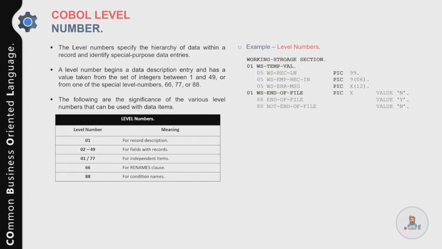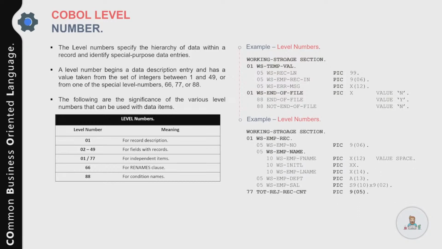So we have a working storage section, and there are two group variables which are defined at level 01, that is with level number 01. The first one is ws-temporary-variables, and within that particular record description we have individual elements which are defined at level 05. So we have used level number 05 to define those variables. So the first one is the record length variable, which is defined with a picture clause, that is pic 99, that is numeric. Similarly, you have ws-emp-rec-in, and thereafter you have ws-error-message.